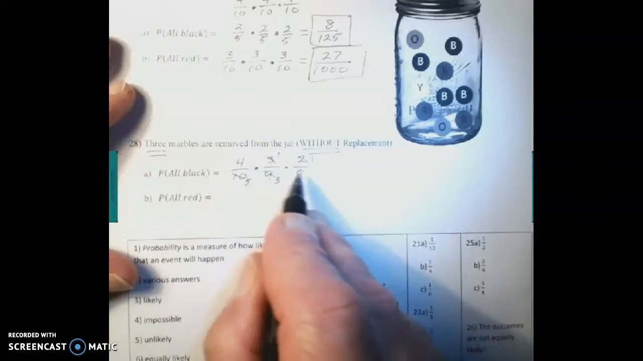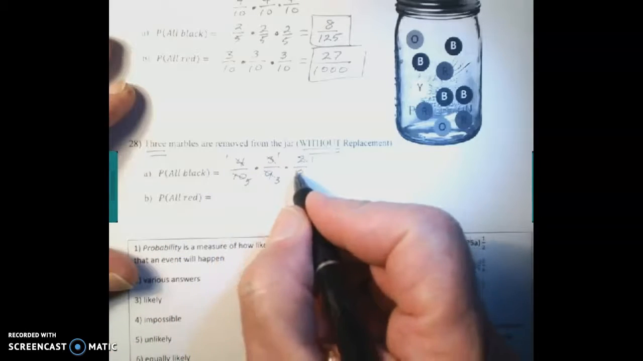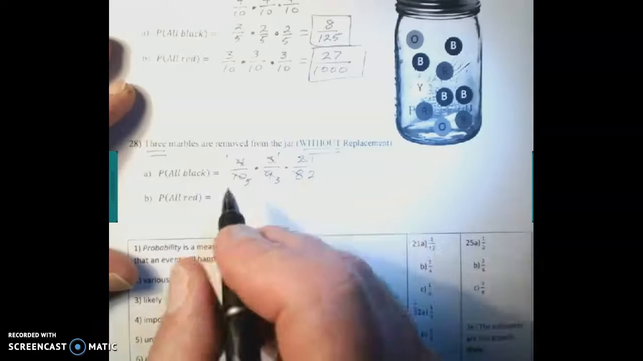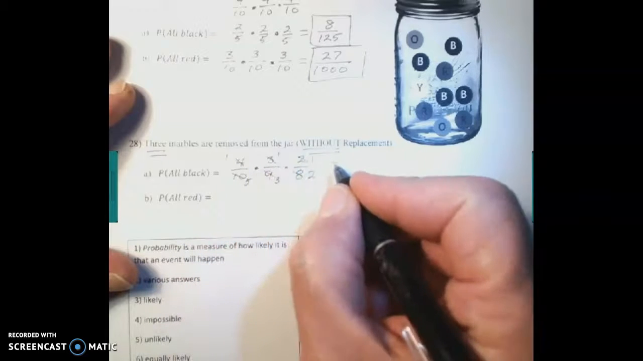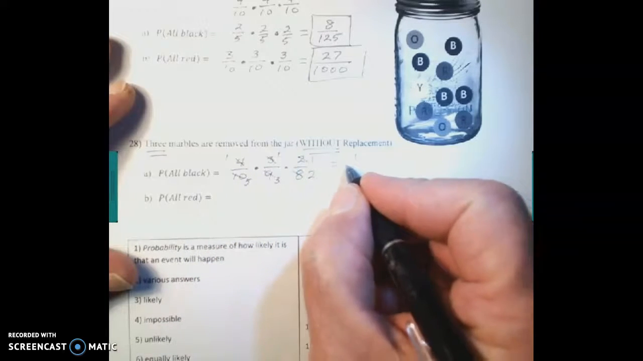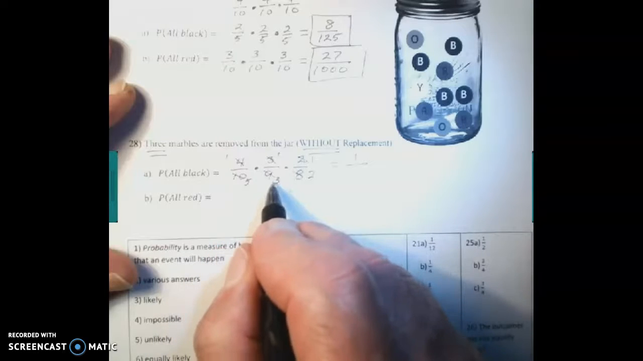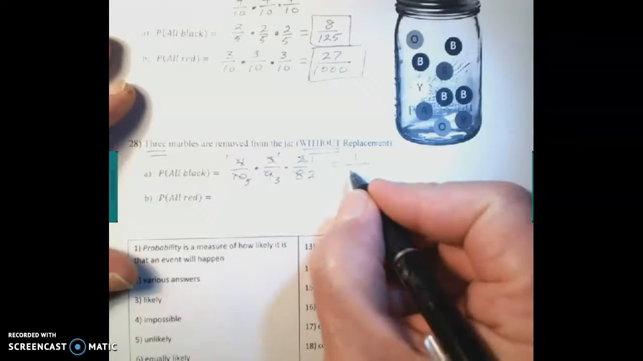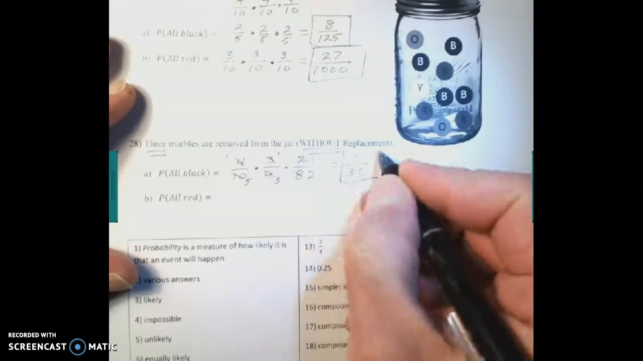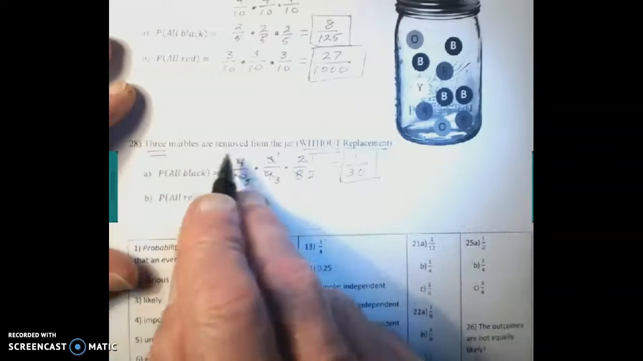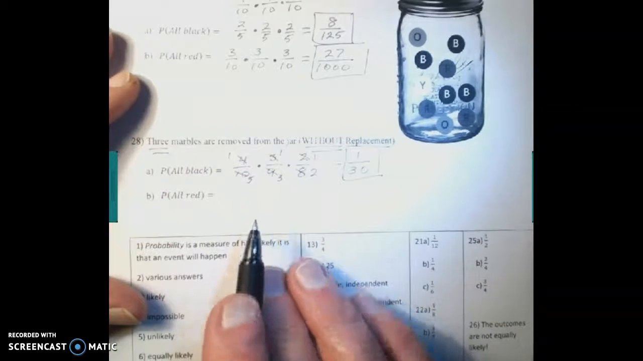4 and 8 can both be divided by 4. 4 divided by 4 is 1. 8 divided by 4 is 2. So on top I've got 1 times 1 times 1, so I've got one favorable outcome out of 5 times 3 is 15 times 2, 30 possible outcomes. That would be the probability of getting 3 black marbles without replacing.